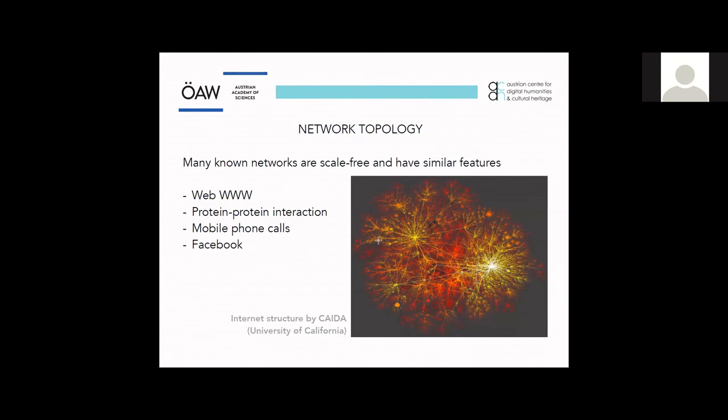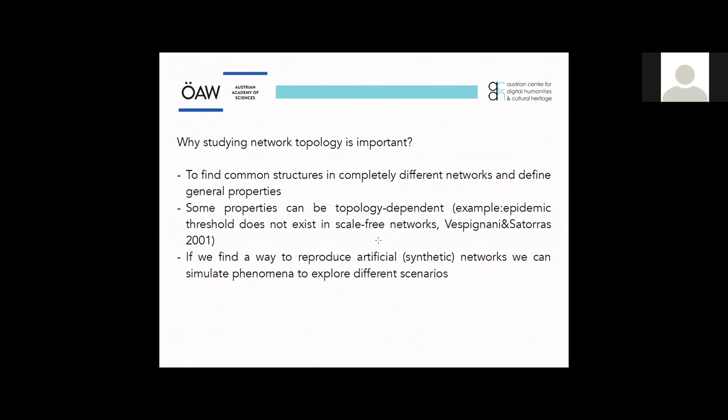As I told you before, many known networks are scale-free. So for example, here there are some examples: the web. It is represented here. You can see the hubs and this fractal structure, let's say. But also biological networks, for example, the protein-protein interaction network. And a lot of networks involving human activities are scale-free. But why is studying the topology so important? Because it allows us to find common structures in completely different networks and define general properties. And these properties can be topology dependent.